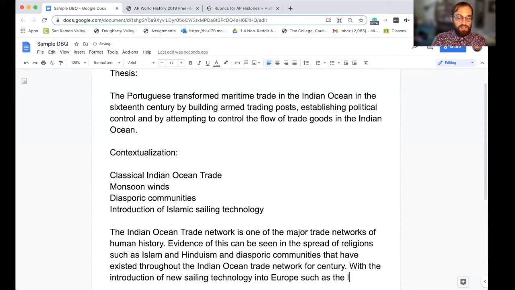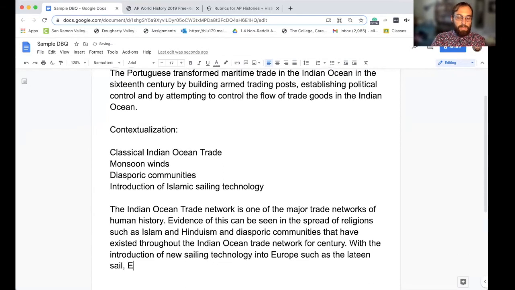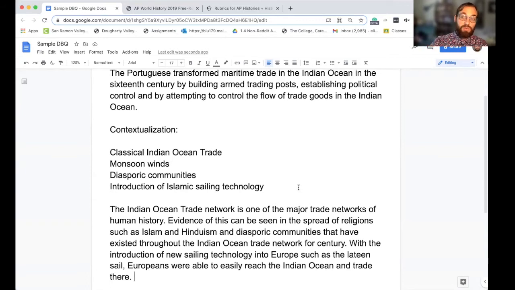such as the lateen sail. Europeans were able to easily reach the Indian Ocean and trade there, period. Okay, that's it. We're done. We have set the stage. We've talked about developments that lead up to this prompt.